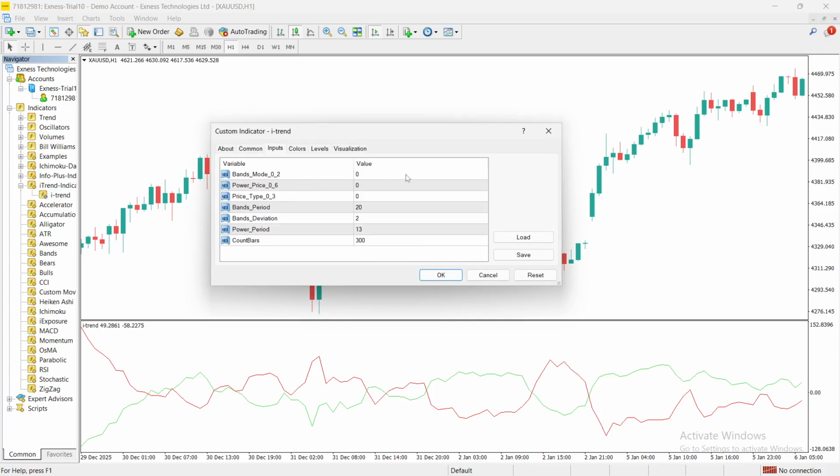Alright, the period settings on the iTrend indicator define the length of the data used for calculations, with a shorter period resulting in a more sensitive indicator that reacts quickly to price changes, while a longer period provides smoother signals, reducing noise but potentially delaying trend shifts.